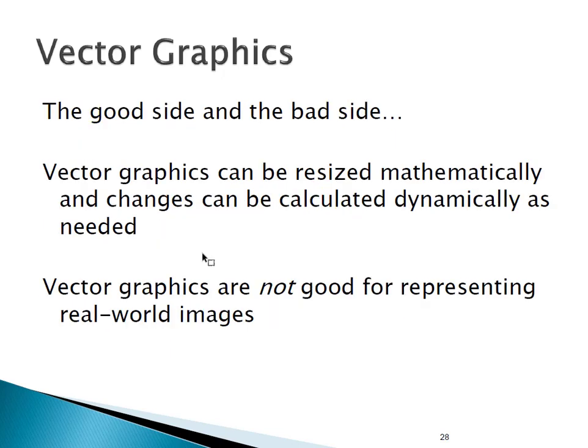So now I'll leave you to think about, we can think about it together, what is the usefulness of vector graphics and raster graphics? When is it better to have a vector graphic than a raster graphic? Or when is it better to have a raster graphic than a vector graphic? So let's look at the good side and the bad side. Vector graphics can be resized mathematically, and changes can be calculated dynamically as needed. All right, so if you want to zoom in, you just multiply, because you're multiplying a mathematical or geometric expression, right? So can you think of why vector graphics are not good for representing real world images? It has to do with the detail in the image.